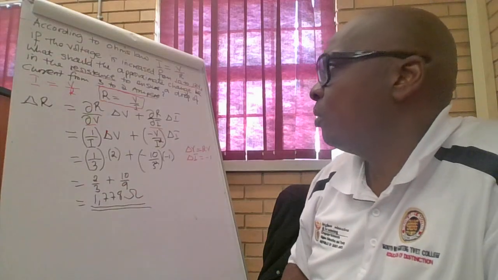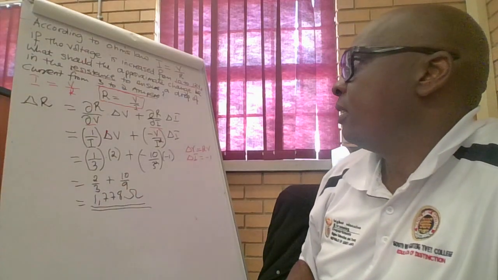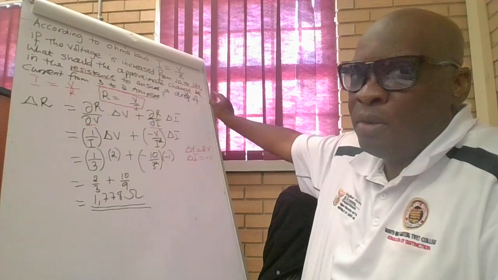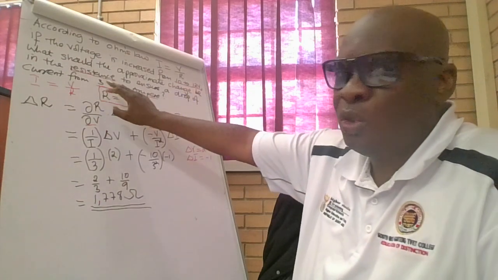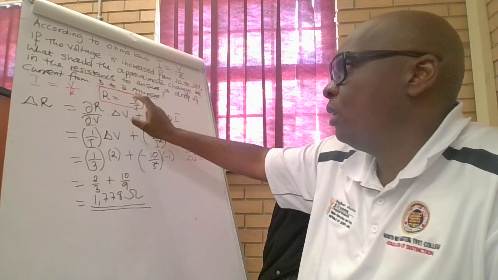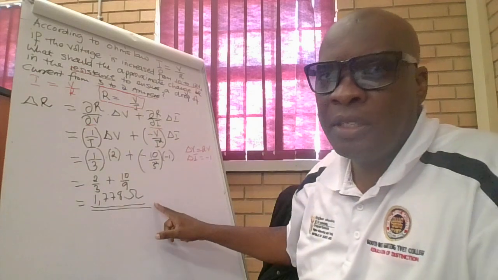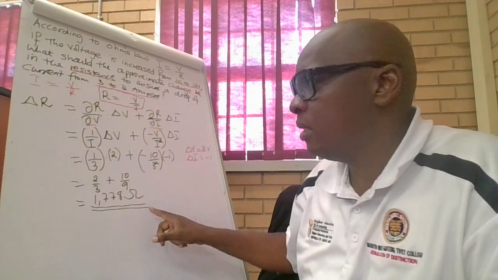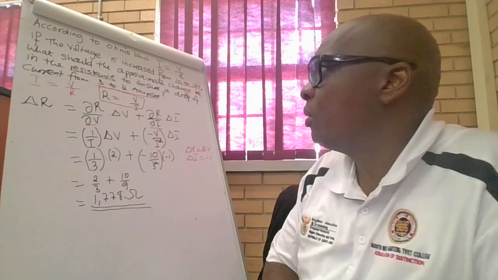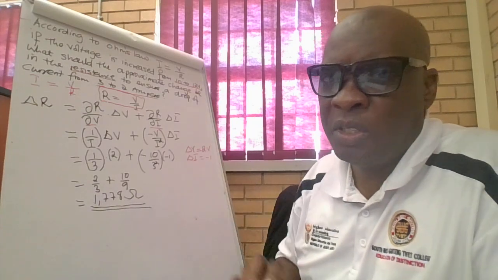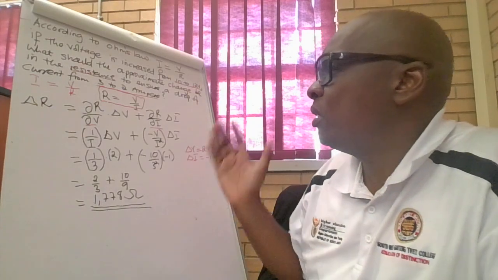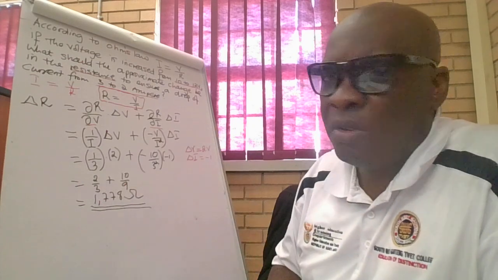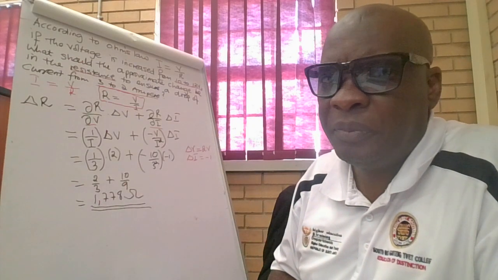So in a nutshell, we are saying here that if voltage is increased from 10 to 12 and current is reduced from 3 to 2, the resistance increases by 1.778 ohms. That's what this is saying. So that's how you deal with such a question. And to deal with this question, like I said at the beginning, we take advantage of partial derivatives.